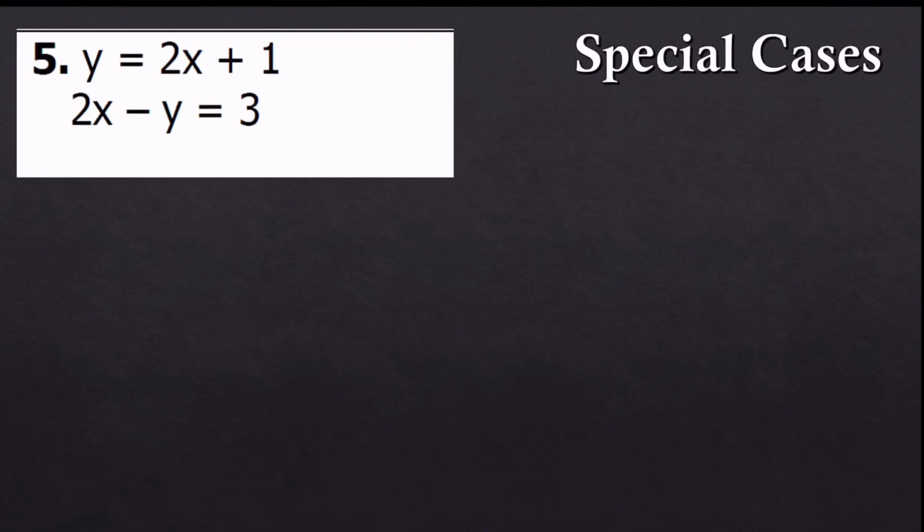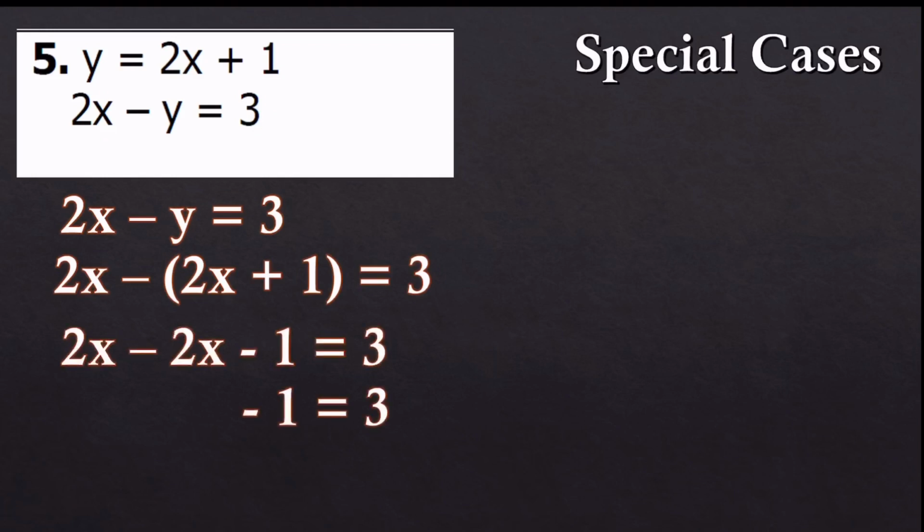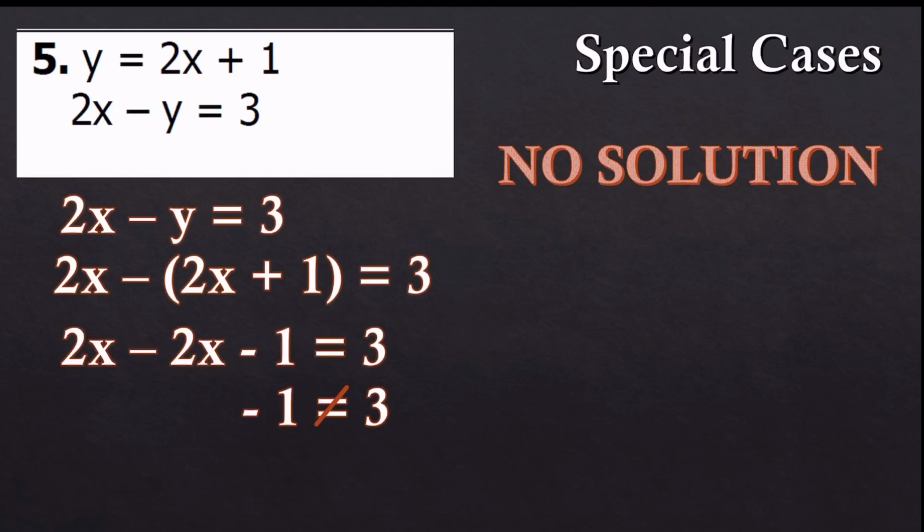Sometimes, though, we have our special cases. So if we look at this one, okay, I already have y by itself. So I can replace y with 2x plus 1. When I distribute that negative, I get 2x minus 2x minus 1 equals 3. Well, when I combine like terms, I end up with -1 equals 3. Okay, is that ever possible? Will -1 ever equal 3? The answer is no. That's not possible. They're not equal. Therefore, I have no solution.